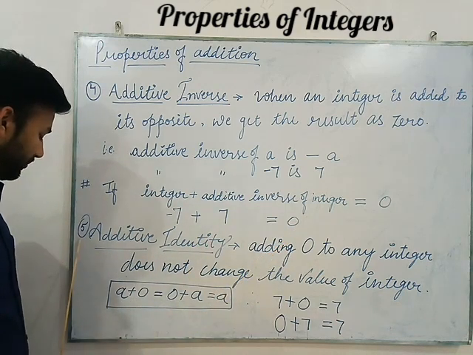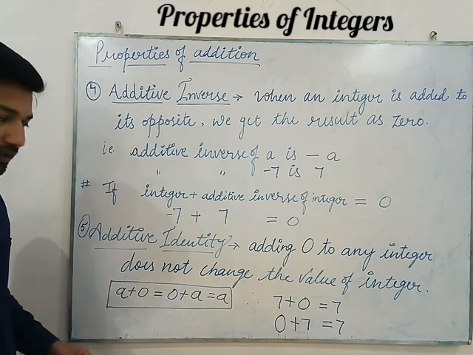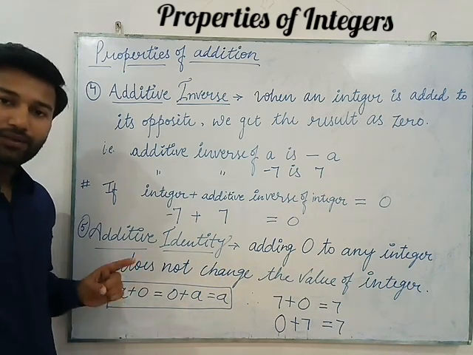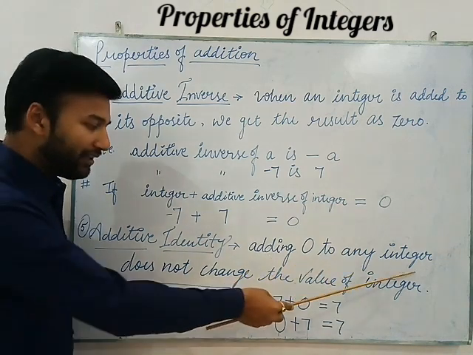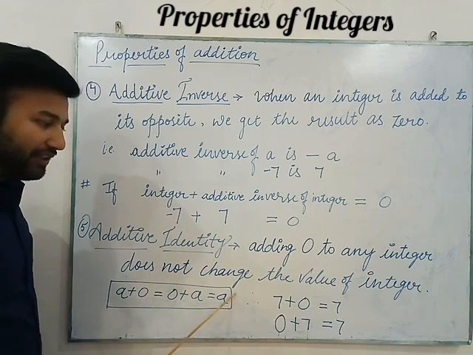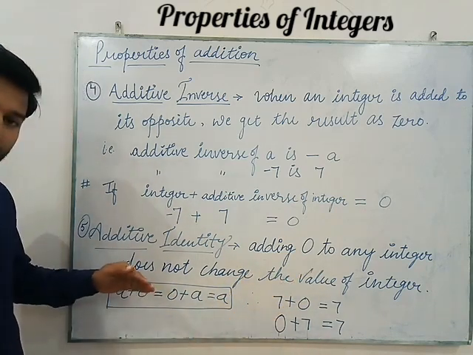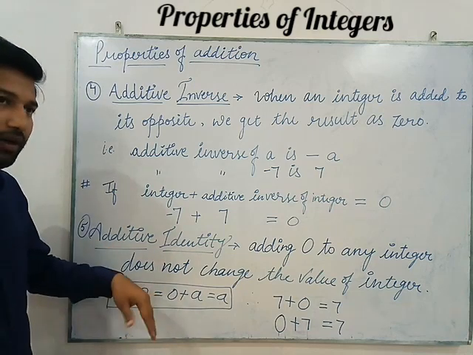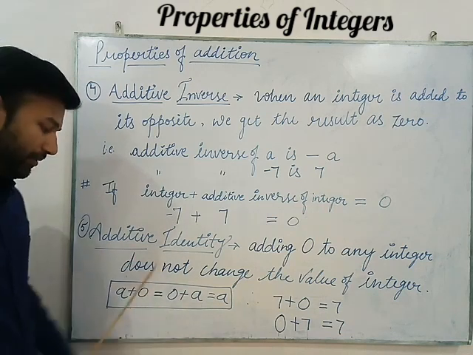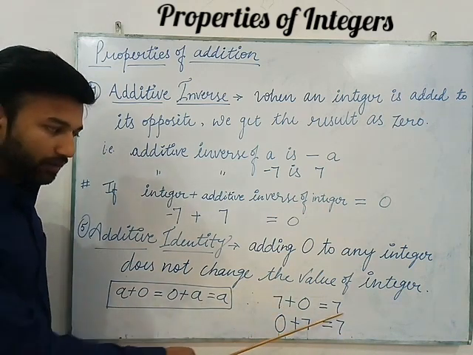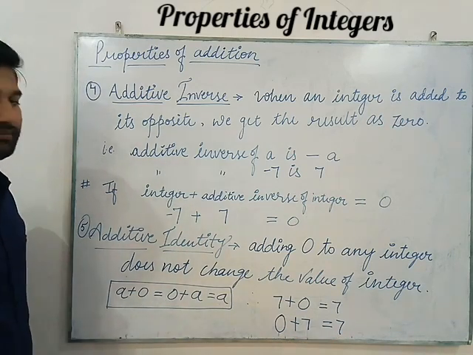Okay. Next, the fifth property, additive identity. What is additive identity? Remember, 0 is called the additive identity. It means adding 0 to any integer does not change the value of the integer. When we add 0 to any integer, or any integer to 0, the answer remains the same. So 7 plus 0 is 7, or 0 plus 7 is 7.